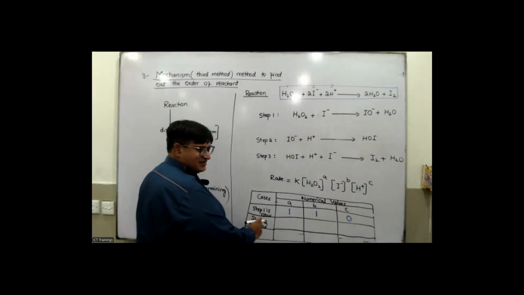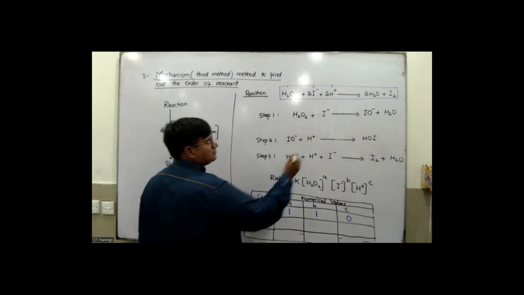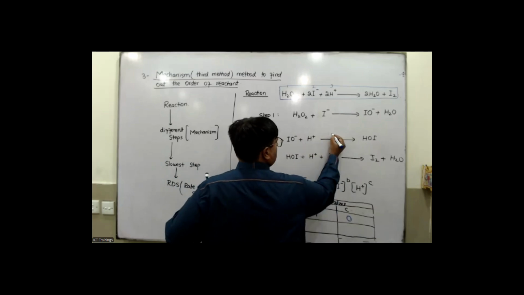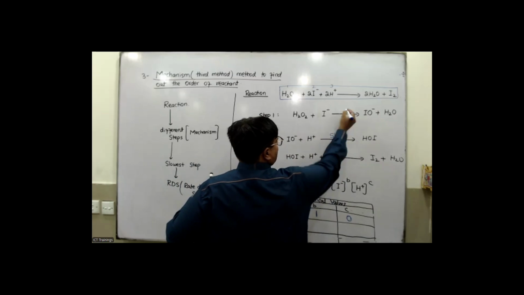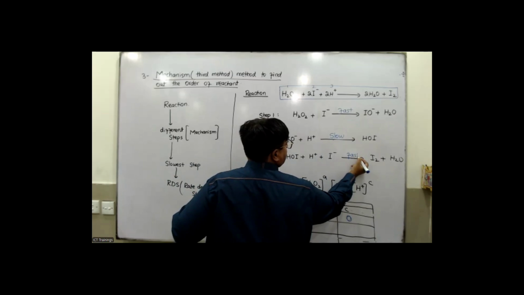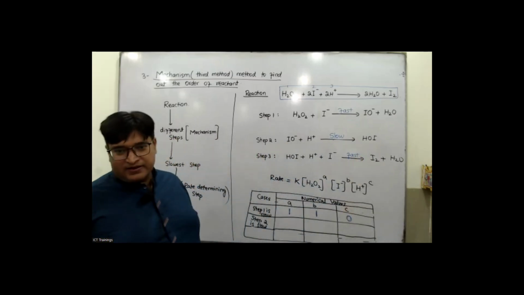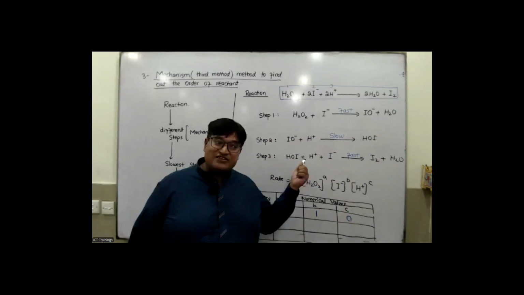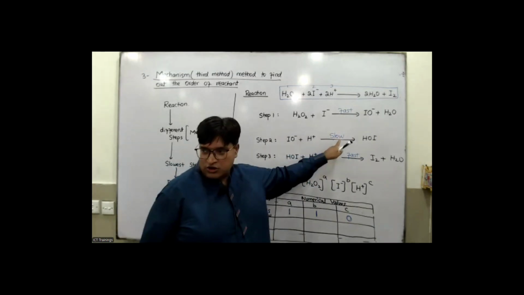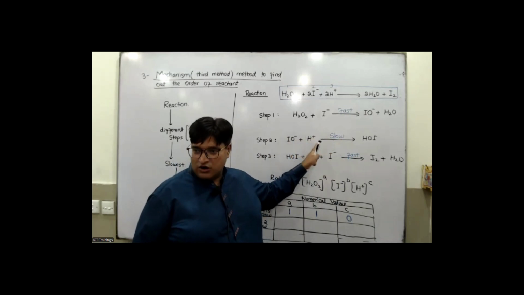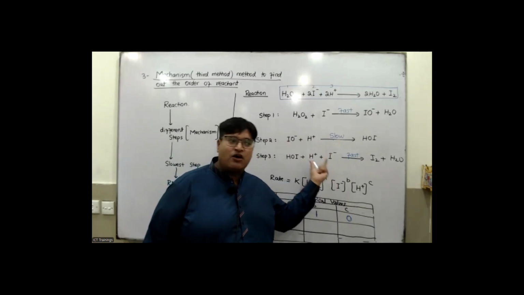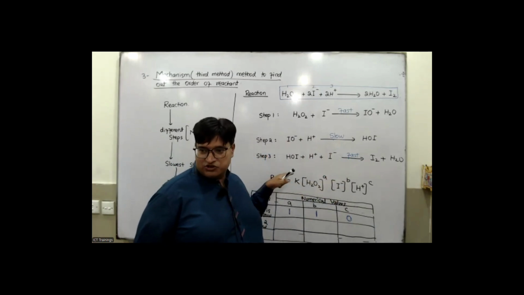The next case I'm going to suppose is that step two is slow. So this one, my dear students, is this time slow, and these two are the fast steps. Now this is very interesting. Everybody just listen very carefully. If step two is slow, whatever reactants we have, those reactants' moles become the power or the order in this rate equation.